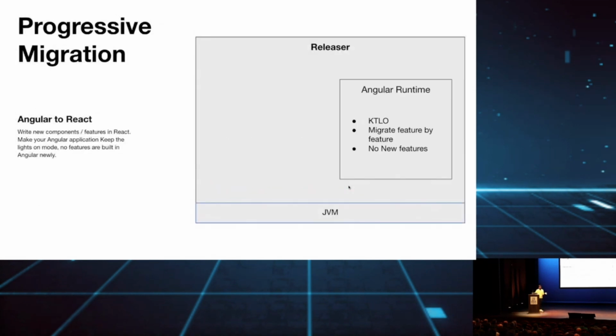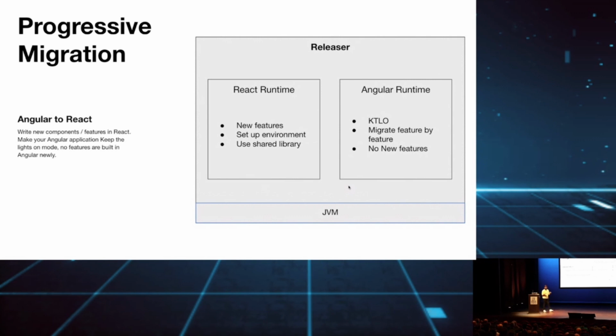So in the progressive migration, it's basically like we want to run both Angular and React runtime together in the same application. Anybody has done that? Okay. You know the pain, right? Okay. So what we did was like in React runtime, we said we will build all the new features into it. While in Angular, we'll just put it in keep-the-lights-on mode, and we don't touch anything. We'll just migrate feature by feature into React.